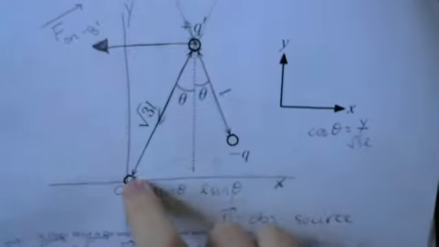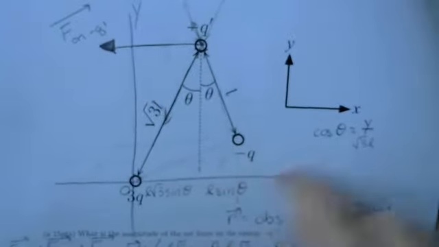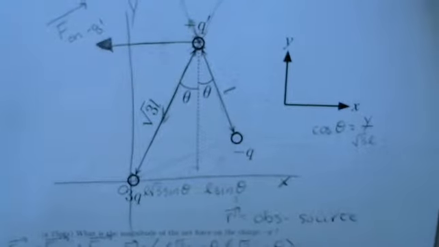In order to go about that, first you need to establish a coordinate system so that you can find your relative position vectors. So I set my origin at 3q down here, labeled this in the x direction and this in the y direction.